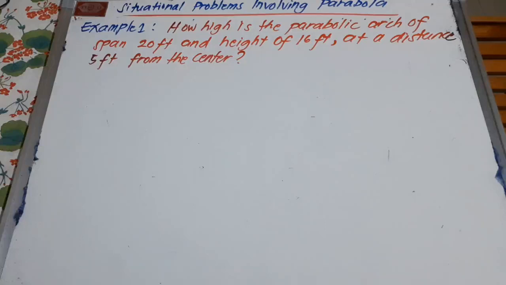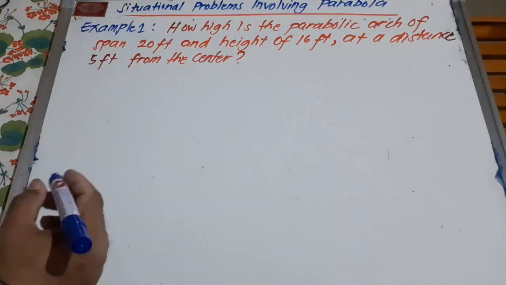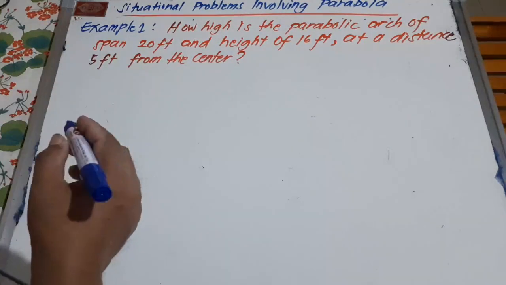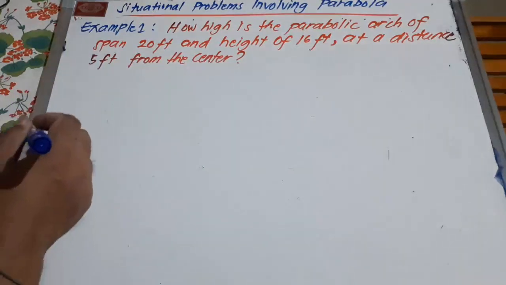So, medyo mahirap isolve to just by looking at the given values, no? So the first thing that we're going to do to have an idea on how we're going to solve this problem is to illustrate kung anong nangyayari doon sa problem, ano? Para makita natin yung situation, okay? Sabi, meron daw parabolic arch. Ang lapad niya 20 feet, ang height niya 16 feet. Ang tinatanong ay height of the parabolic arch 5 feet from the center. Okay? So, gawa tayo ng illustration to better understand kung paano natin isosolve yung height ng parabolic arch.